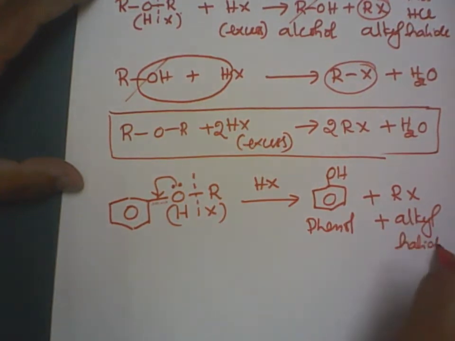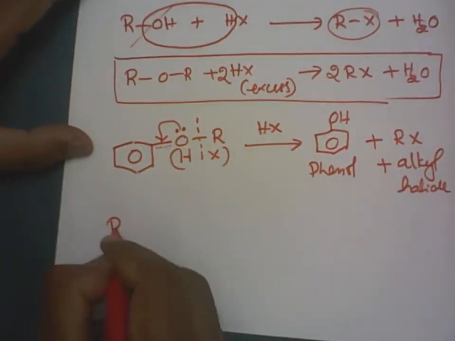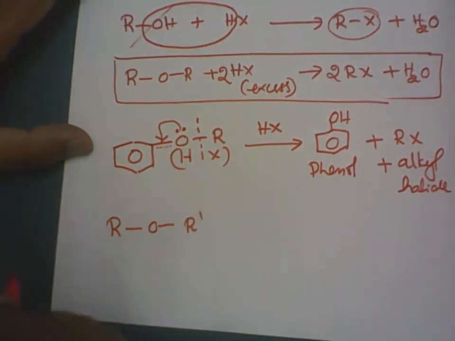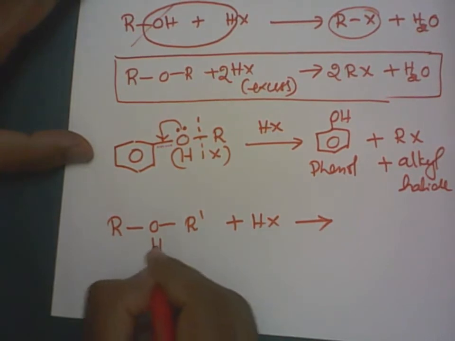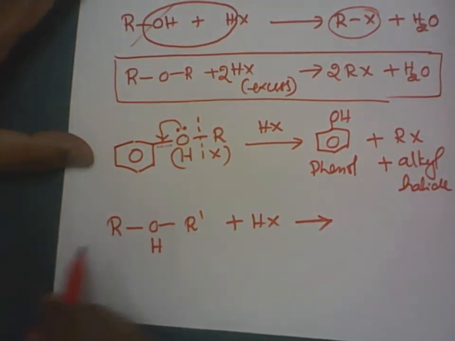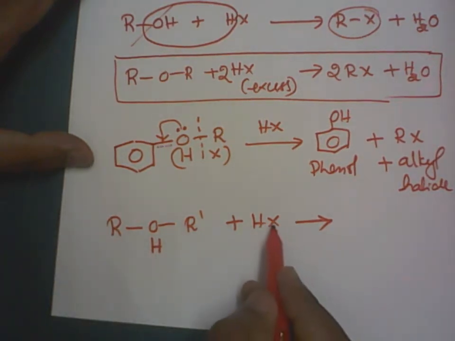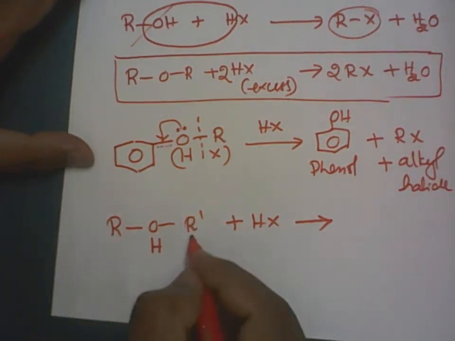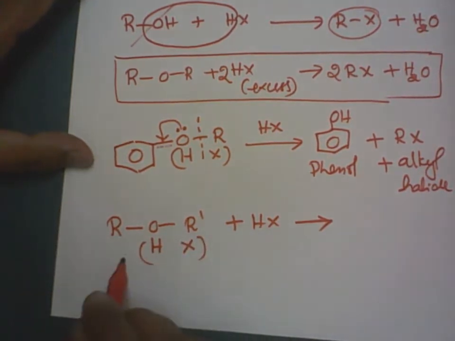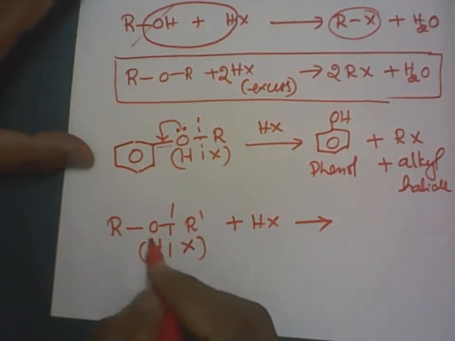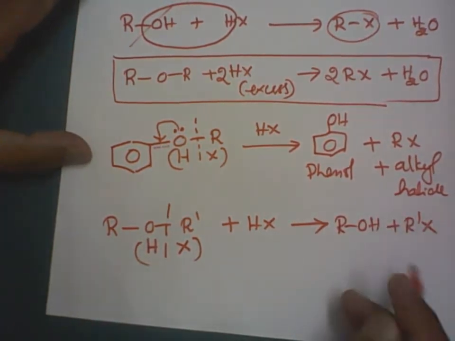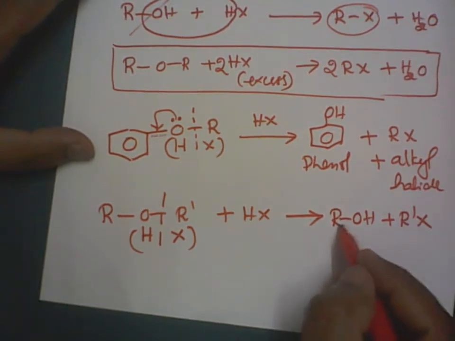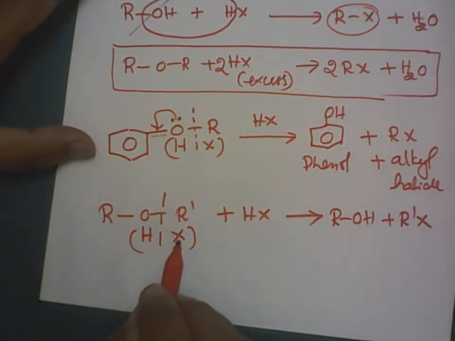Now let me take two different groups, ROR', then HX, 1:1 ratio. Remember, hydrogen always goes with the oxygen, and halogen can go to this R group or to the R' group. For the time being, let me write X here. I'll give the statement, I'll give the rule. So we get ROH and R'X, or it can be RX and R'OH.